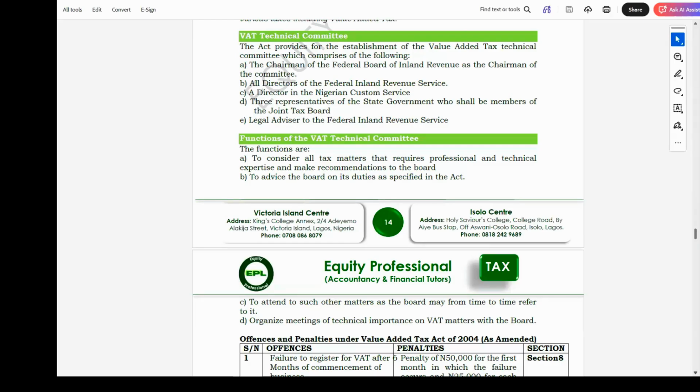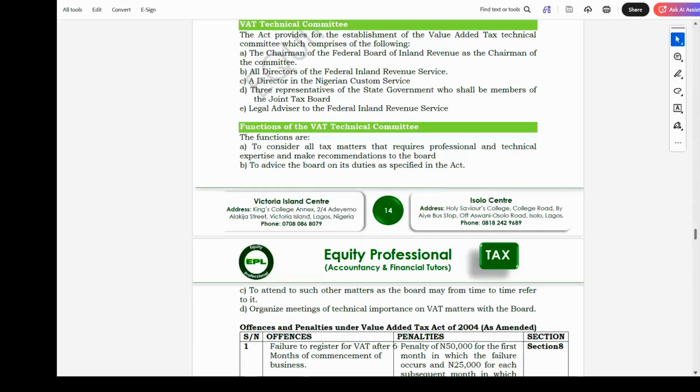So they organize meetings of technical importance on VAT matters with FIRS as far as the VAT Act is concerned. So those are the functions of the Technical Committee. As I said, this is ICAN friendly. You may be asked for the members of the Technical Committee and their functions.